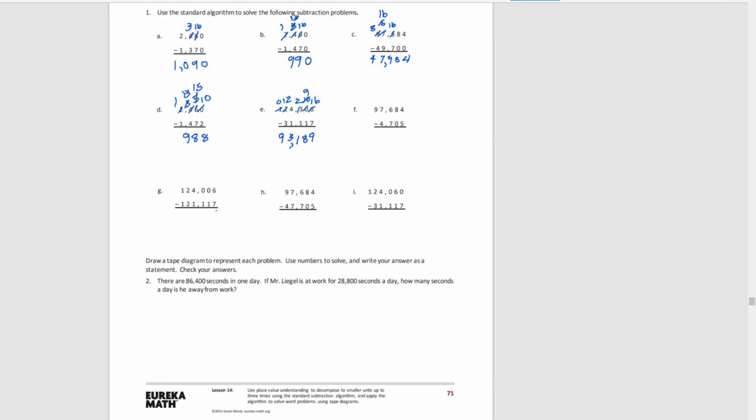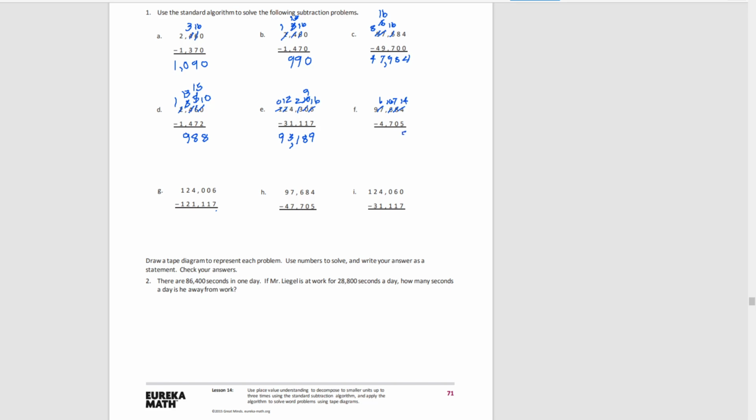So for F, we can't do the ones, so I'm going to take 110, add it to the 4 ones that are there, so we have 14. We can't do the hundreds, so we'll take 1,000, add the 10 hundreds to the 6 that are there, so now we have 16. Now we can subtract.